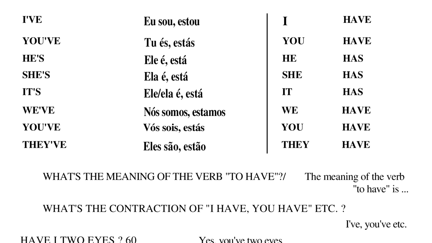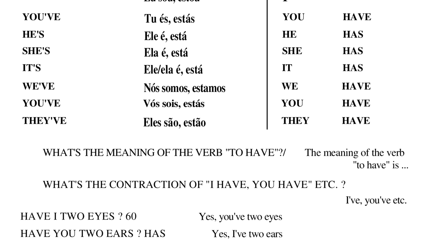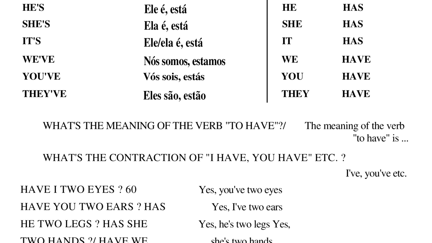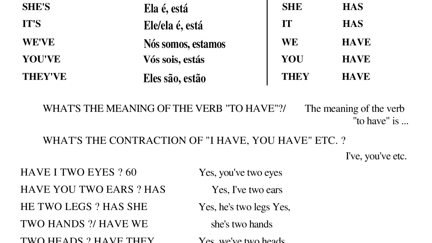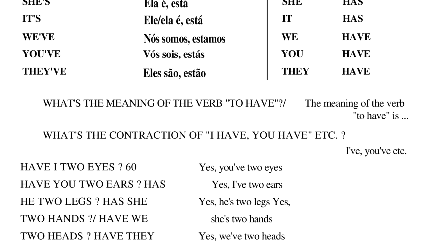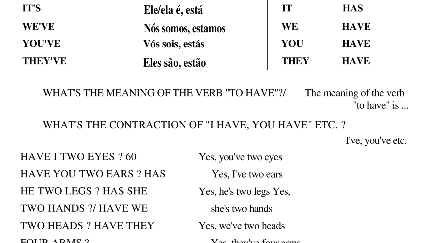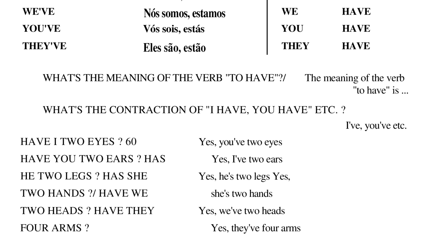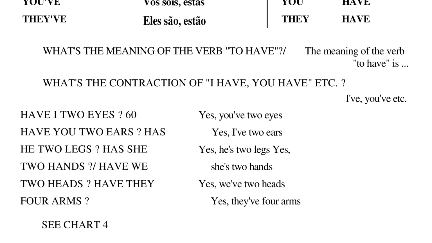What's the contraction of I have, you have, etc.? I've, you've, etc. Have I two eyes? Yes, you've two eyes. Have you two ears? Yes, I've two ears. Has he two legs? Yes, he's two legs. Has she two hands? Yes, she's two hands. Have we two heads? Yes, we've two heads. Have they four arms? Yes, they've four arms.